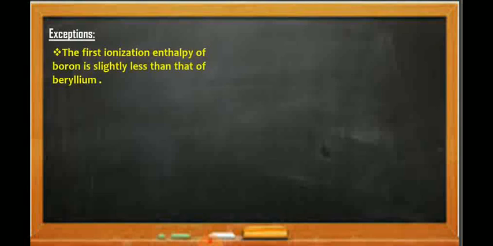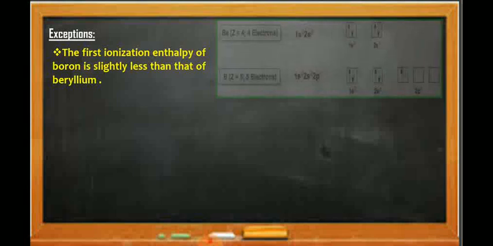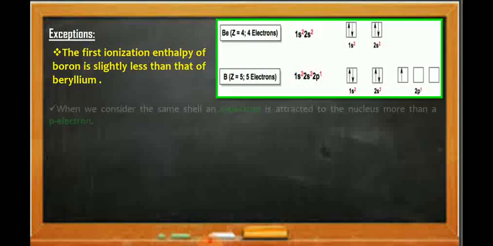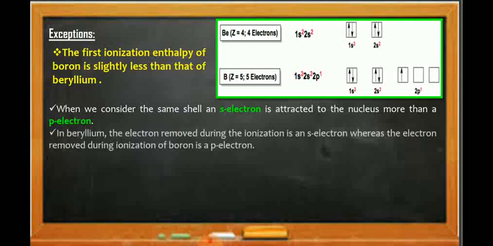A question will come like this: give reason why the first ionization enthalpy of boron is slightly less than that of beryllium. What's the reason for this? We'll see. When we consider the same shell, an s electron is attracted to the nucleus more than a p electron. In the same shell, s electrons are more strongly attracted by the nucleus than p electrons. This is the basic concept.